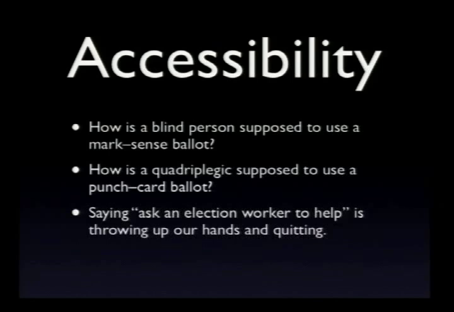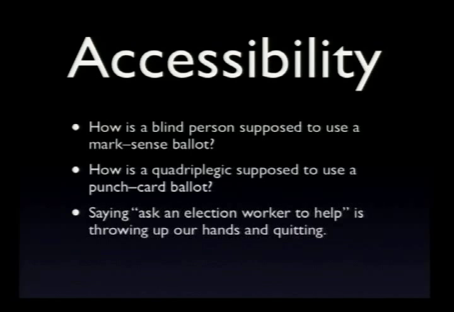We're beginning to talk about political questions, not technical ones, so let's keep going. Accessibility is the next major problem with paper. Blind people have a hard time using marked sense ballots. Wow, imagine that. They can't see to bubble in the particular spot.